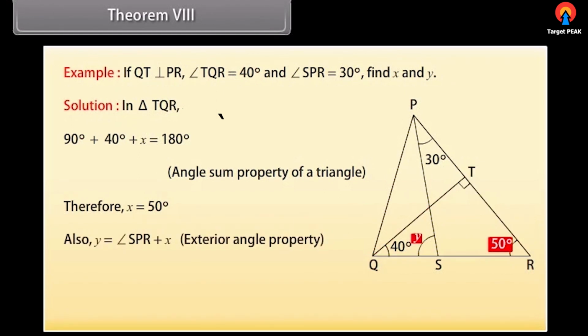Also, y is equal to angle SPR plus x because we know that if a side of a triangle is produced, then the exterior angle so formed is equal to the sum of the two interior opposite angles. Therefore, y is equal to 30 degree plus 50 degree, which is 80 degree.